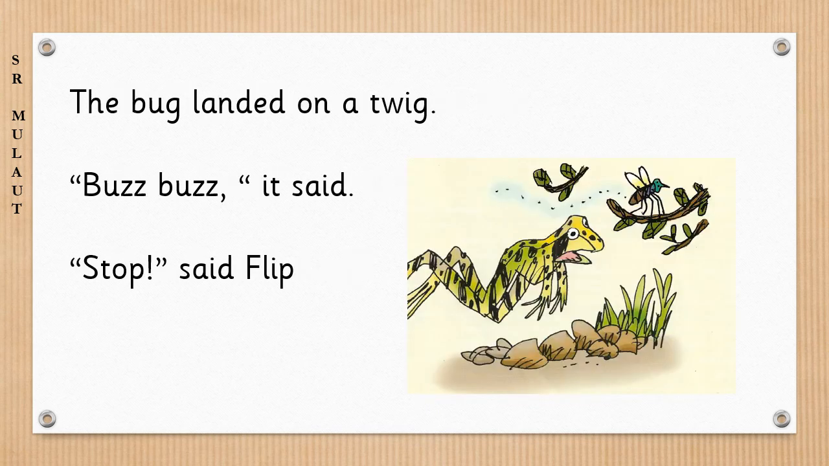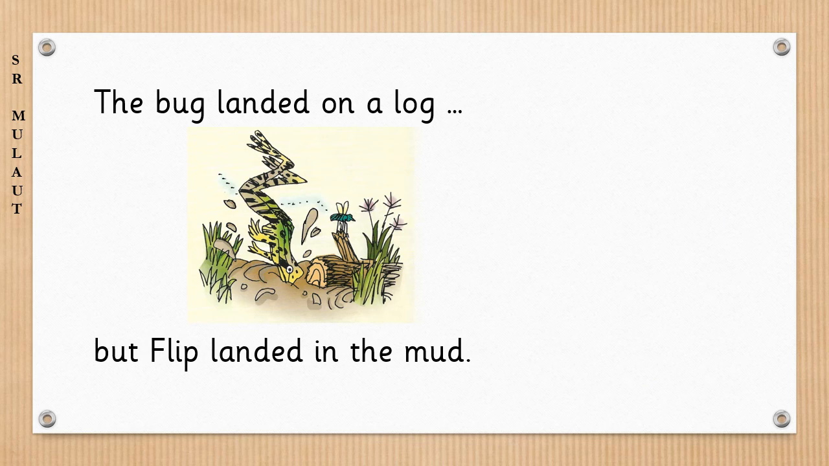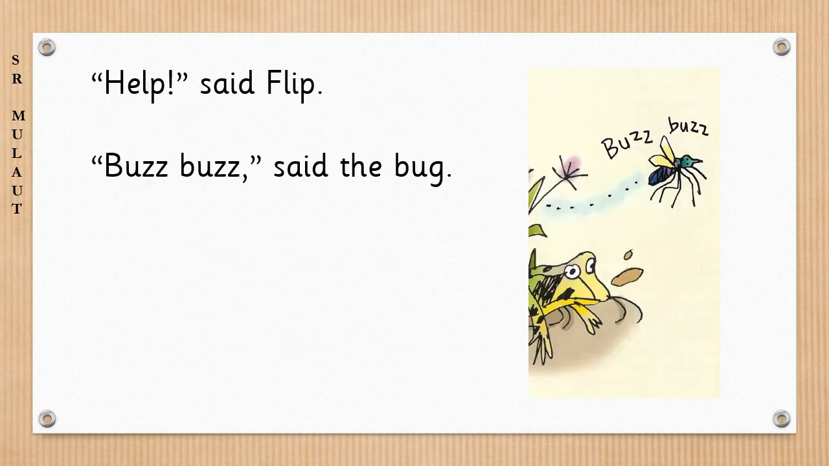The bug landed on a twig. Buzz buzz, it said. Stop, said Flip. The bug landed on a rock. Buzz buzz, it said. Stop, said Flip. The bug landed on a log. But Flip landed in the mud. Help, said Flip. Buzz buzz, said the bug.